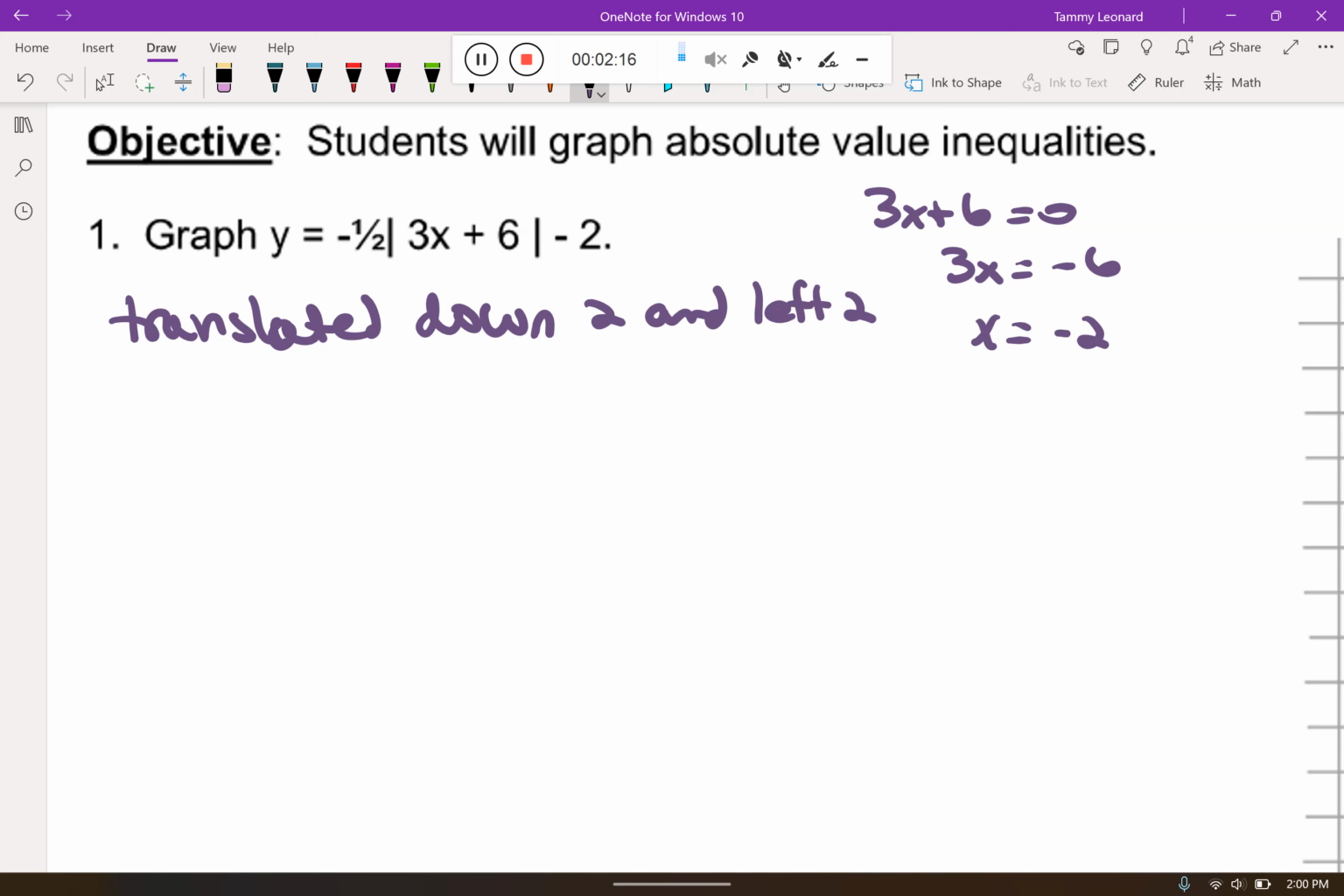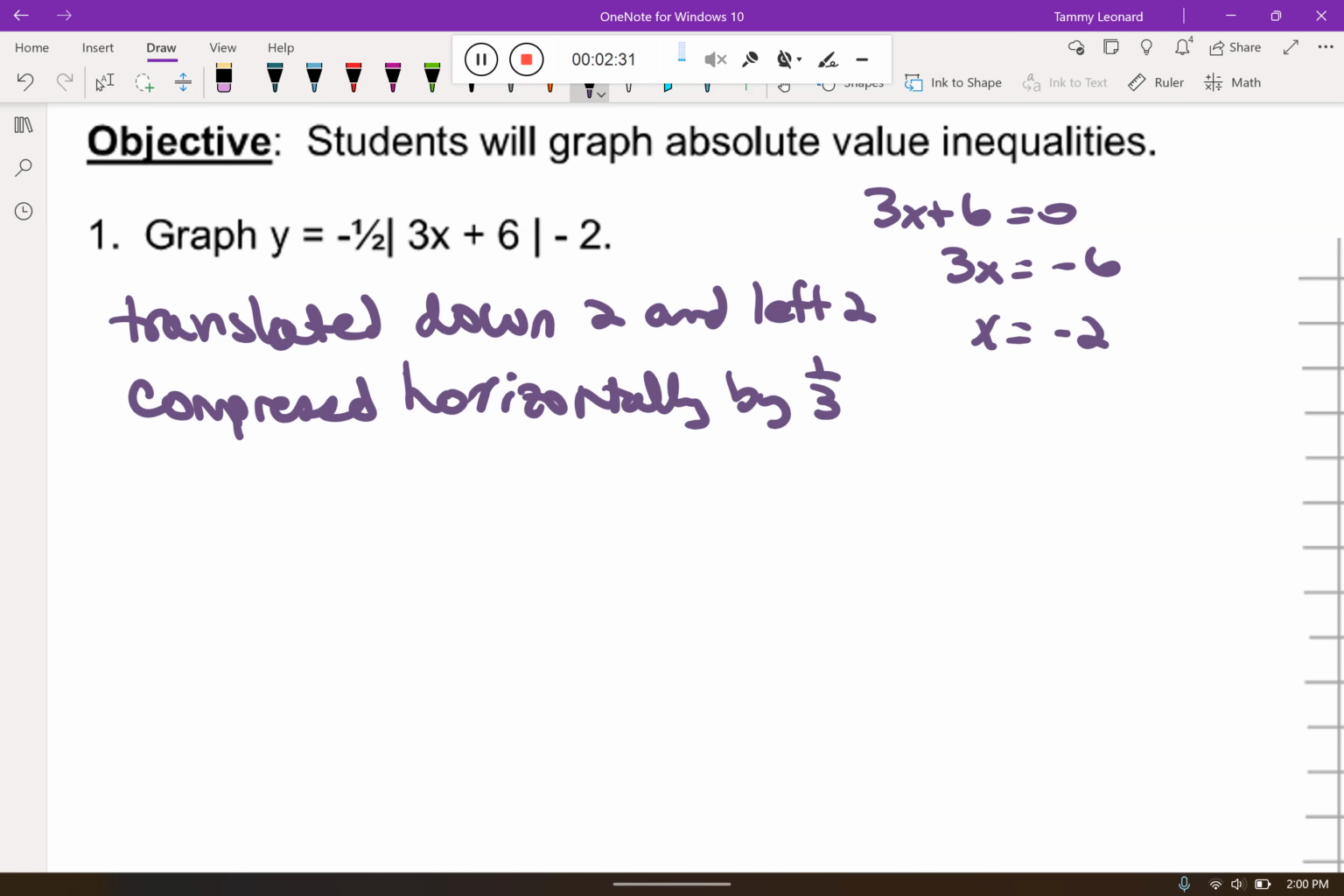Those are the actual translations that end up happening. Are we okay? All right, now, we just said it's being compressed horizontally by 1/3, right? It's going to be horizontally compressed to a third of its otherwise width. Are we good? Okay, then, what else is happening? It's being reflected over which axis? Yes, over the x-axis. If I'm changing the output, it's because I'm going vertically. So I'm being reflected over the x-axis. One last transformation. Vertical compression or shrink by 1/2.